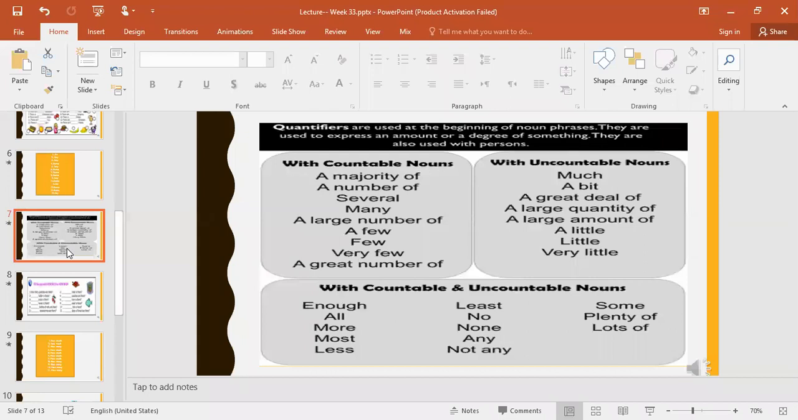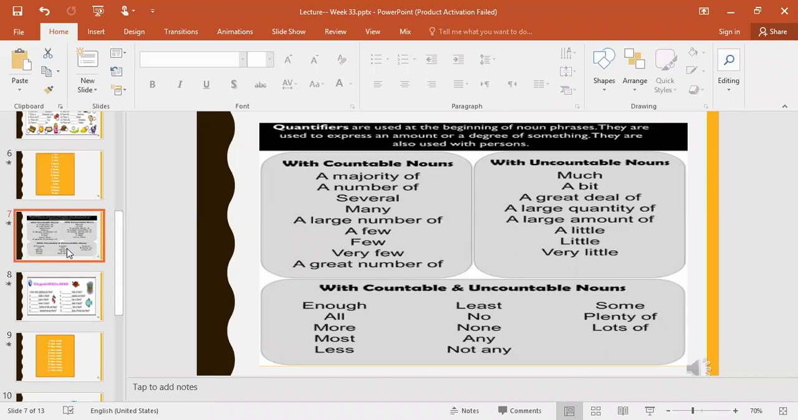These quantifiers are divided into 3 parts. Quantifiers that are used with countable nouns, quantifiers used with uncountable nouns, and quantifiers used with both countable and uncountable nouns. Let's see how. With countable nouns, I can use a majority of, a number of. When I say a number of, it means I know the number of these things and I can count them. There is an ability to count these. A number of books, a number of teachers, a number of students. These are able to be counted.